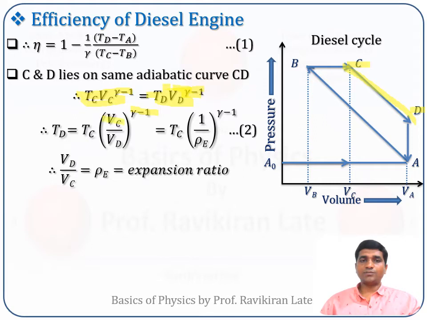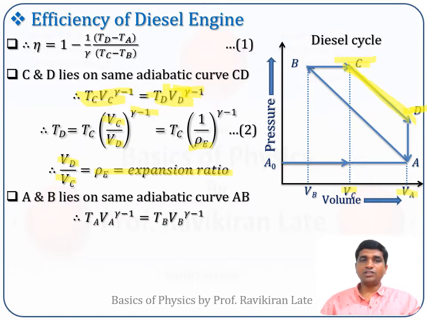Now see, in this expression it is Vc and Vd. If you consider going from Vc to Vd, the volume of the mixture is increasing from Vc to Vd. It is an expansion. So if you write Vd upon Vc, that is nothing but what is called the expansion ratio. If you substitute it in this equation, it will be 1 upon rho E in this case. So you'll get the expression Td is equal to Tc in bracket 1 by rho E to the power gamma minus 1.